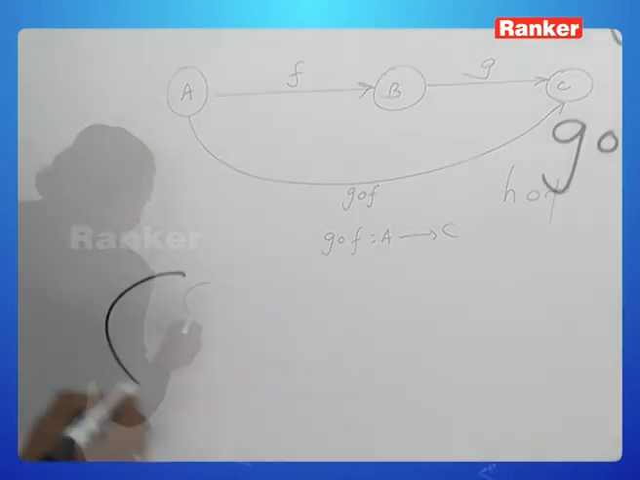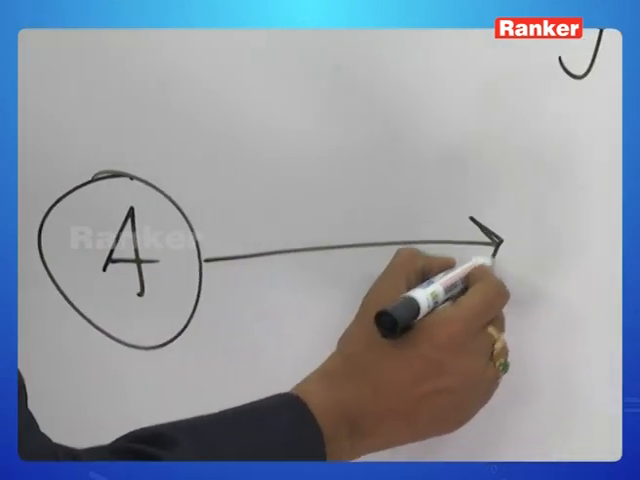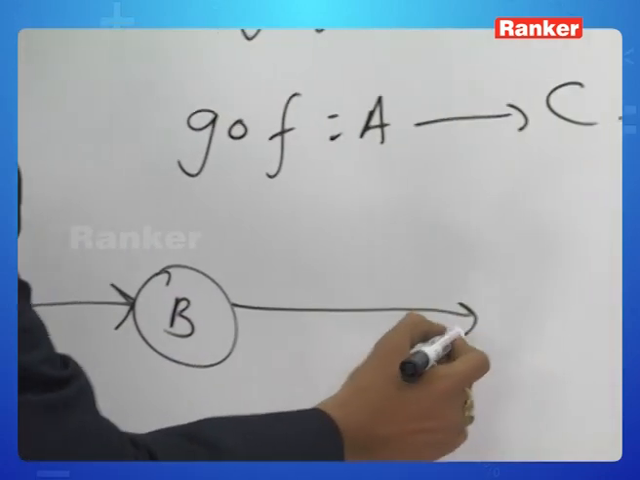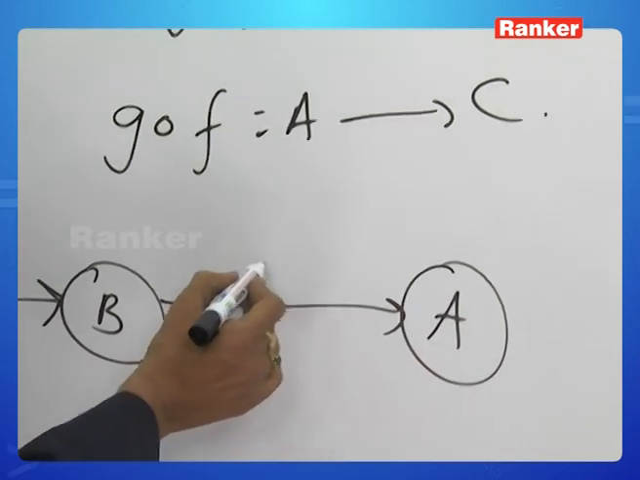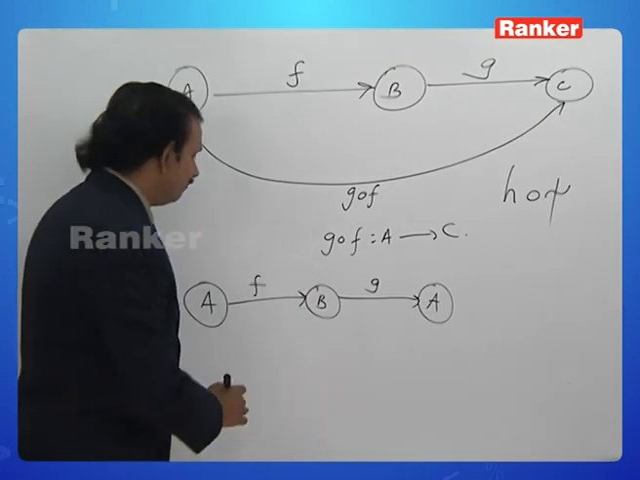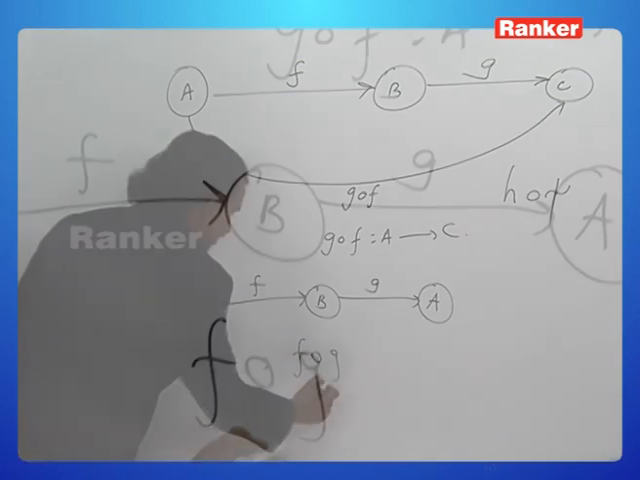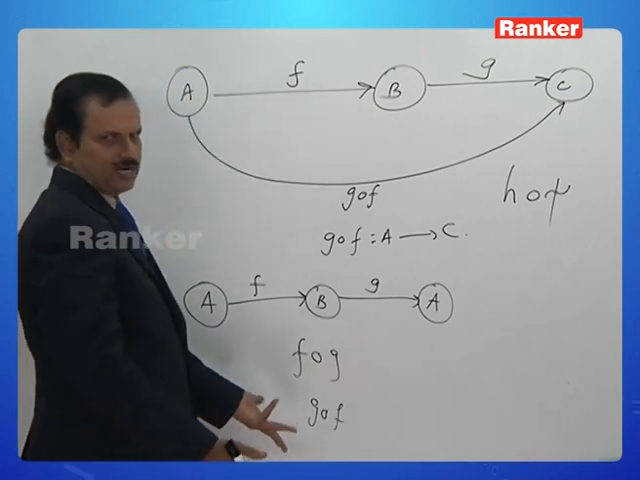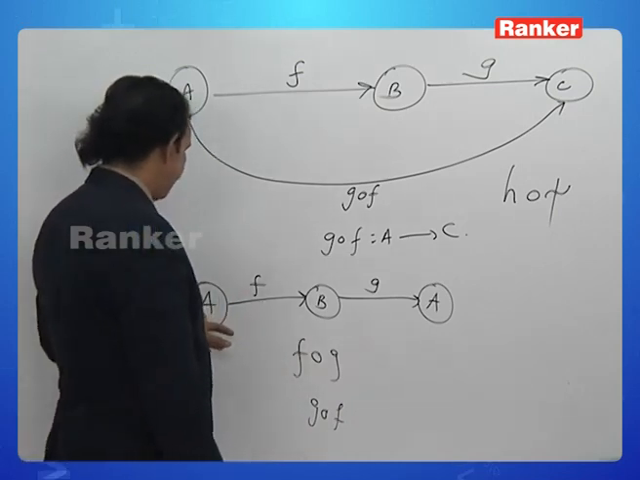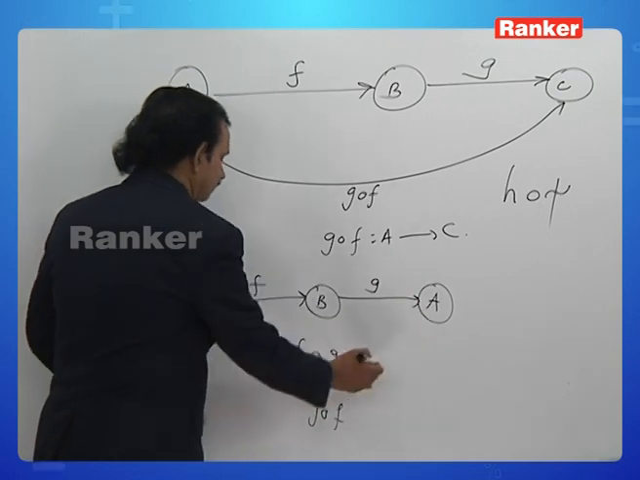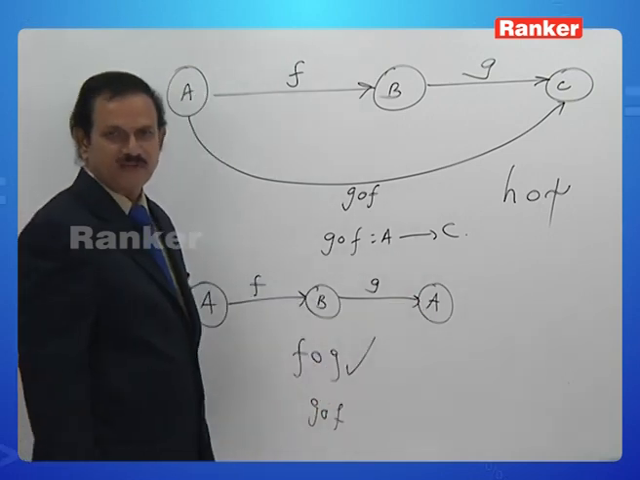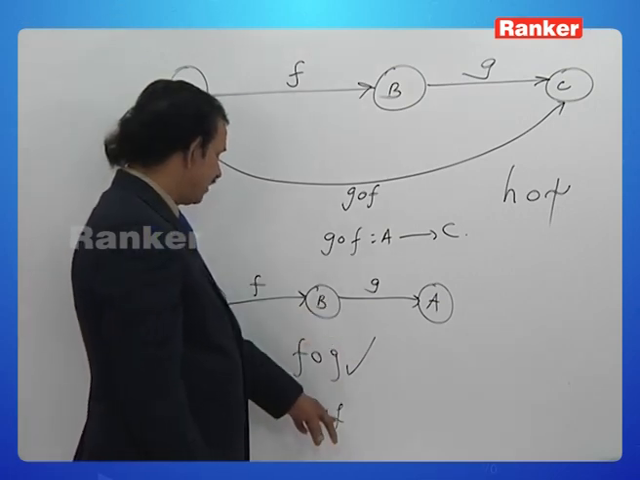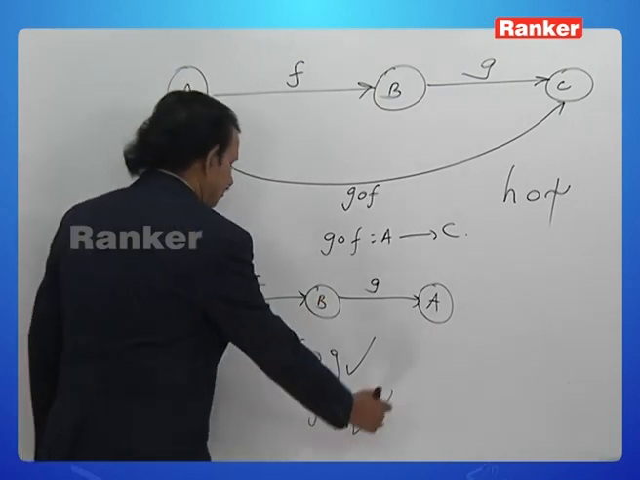Look here. A to B, function f is there. B to A again, function g is there. Now, let us discuss f circle g and g circle f. Is it possible to define both? Let us see. Domain of f, A. Codomain of g, A. Excellent. It is possible to define f circle g. Again, domain of g, B. Codomain of f, B. Good. This is also possible to be defined.